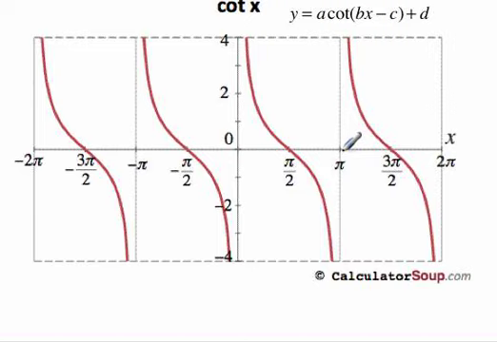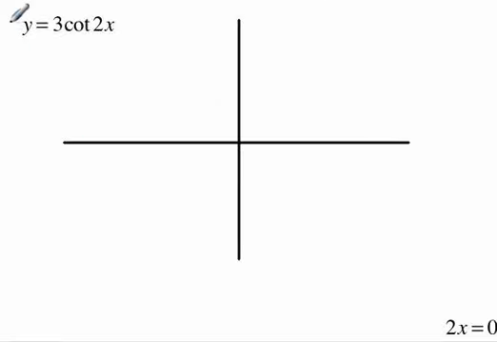for cotangent. So sine and cosine, their period goes from 0 to 2 pi. Tangent, negative pi over 2 to pi over 2. And cotangent goes from 0 to pi. Those are our three periods you have to remember. So let's look at our first cotangent example. Y equals 3 cotangent of 2x.